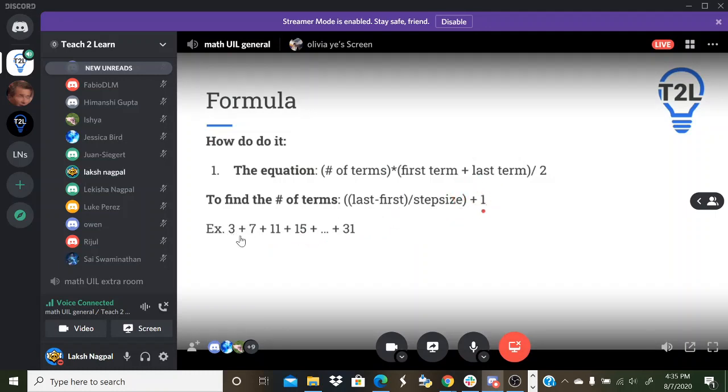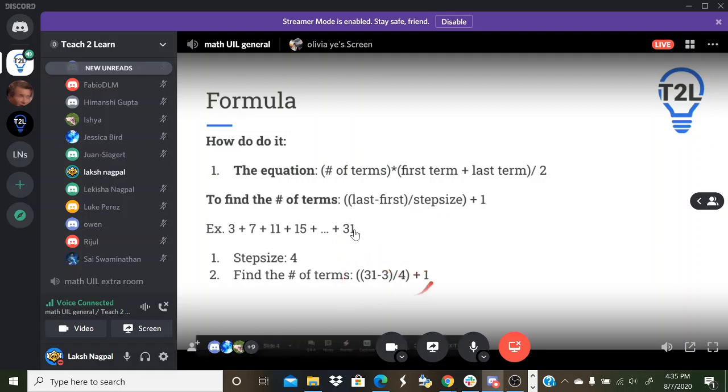So an example, let's say you have in a sequence 3 plus 7 plus 11 plus 15 and so on all the way to 31. What you first want to do is find the number of terms. So you want to use this equation right here. And that is the last number minus the first, so 31 minus 3, which is 28, divided by the step size, so 4, and 28 divided by 4 is 7. And then you want to add 1 to that, which is 8. And there are 8 terms in this sequence.